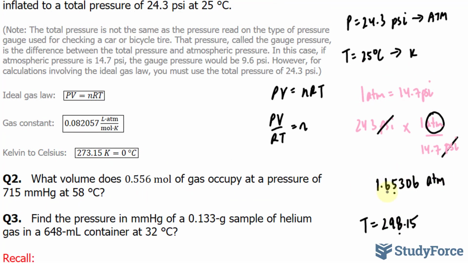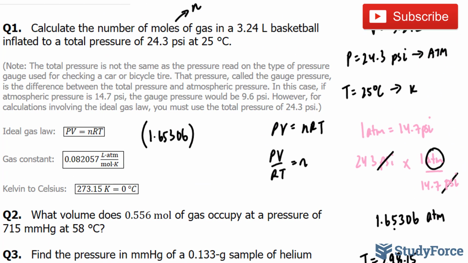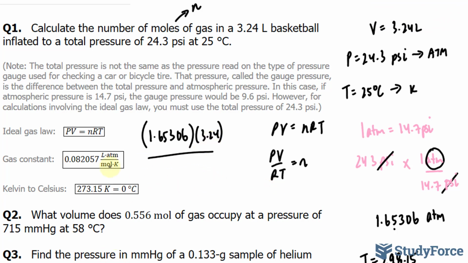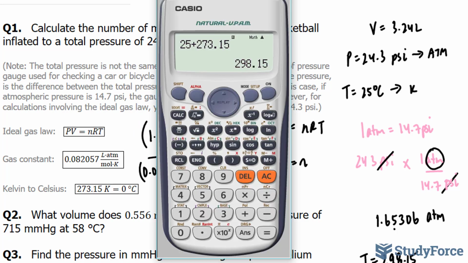So we have this as our pressure. We have 1.65306, that's P, and our volume was given as 3.24. Notice that I'm embedding each of my numbers in brackets. Feel free to do that. If you don't want to do that, that's fine. And our gas constant is written right here, and that's being multiplied by the temperature, which we found to be 298.15. Now by multiplying the numerator and then dividing it by the denominator, we'll end up with our final amount of moles. So let's go ahead and do that.